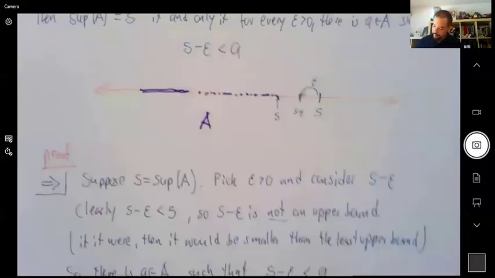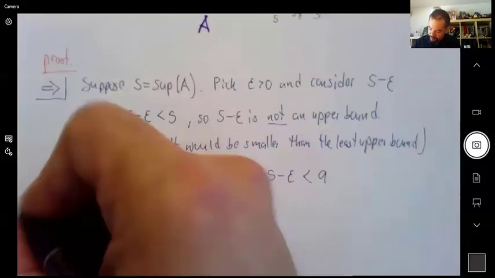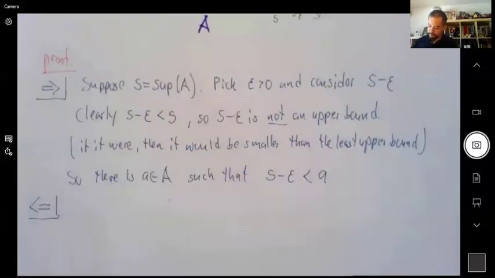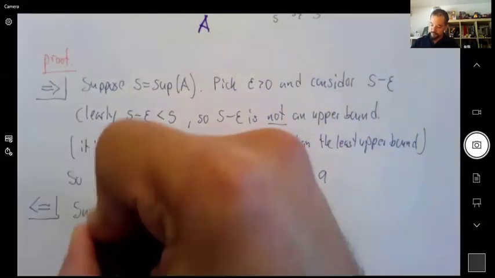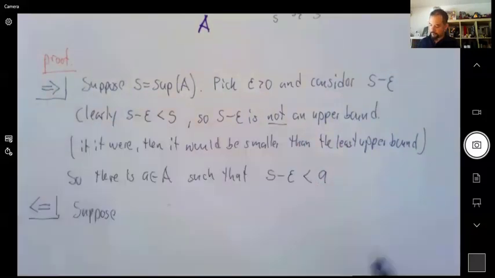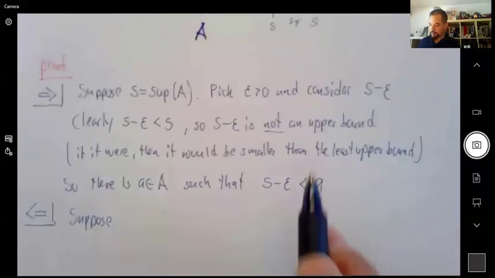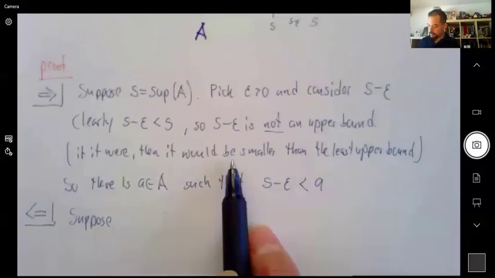Okay, so now let's go the other way around. Let's suppose we have a set that is an upper bound. I think you meant it would be greater than the least upper bound. Where? If it were, then it would be.